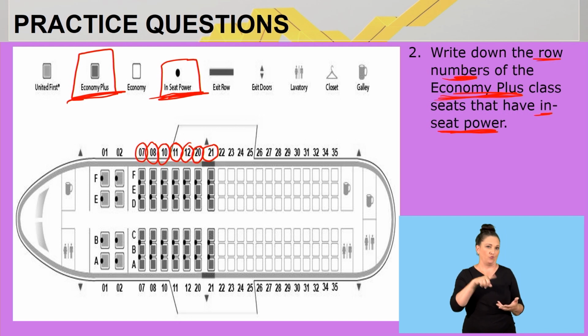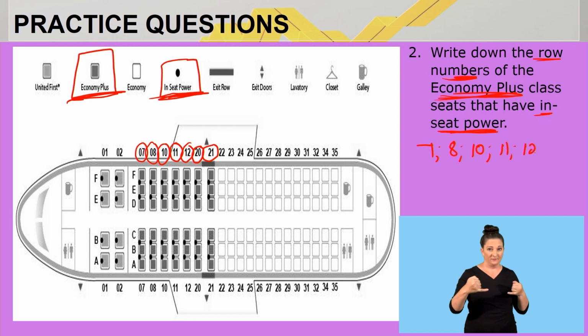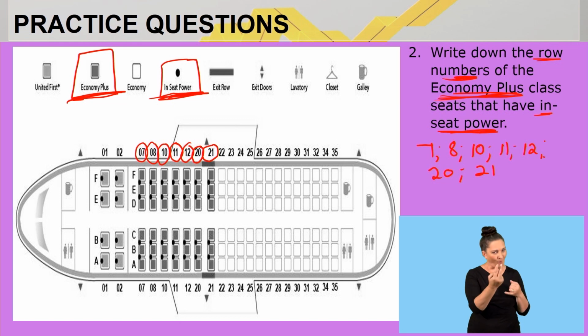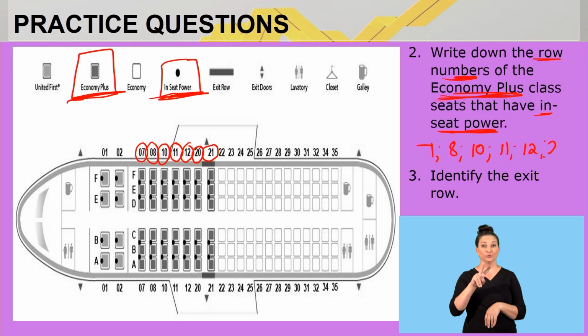So therefore it will be 7, row number 8, 10, 11, 12, then we also have 20 and 21. Guys, is that clear? We've worked with economy plus, we looked at in-seat power, and we now listed the row numbers. We didn't count how many. Can you see the difference between the two questions? Right, I guess that's clear to all of us now. Let me just quickly fix that for you. Here we need 20, and let me put it there, as well as 21. Okay, let's write it proper.